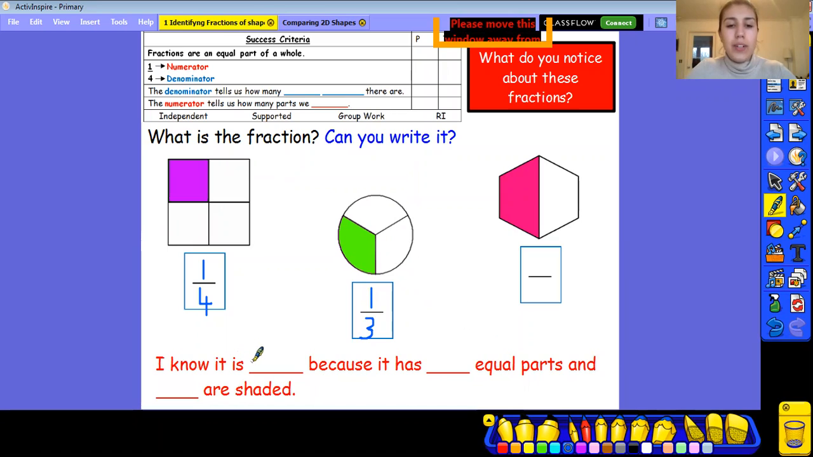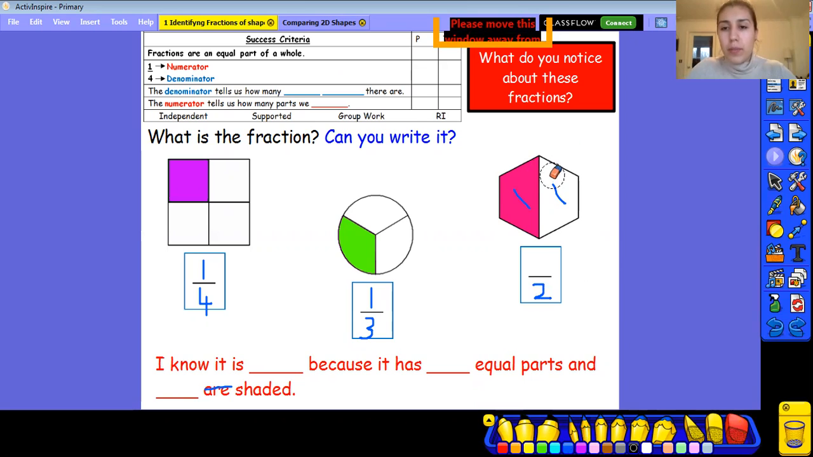Excellent. So I know it is 1. What do we call it when the denominator is 3? 1/3. Well done if you said that. So I know it is 1/3 because it has 3 equal parts and 1 is shaded. Excellent, well done. Let's have a look at this one then. So the denominator tells us how many equal parts there are. There are 2 equal parts in my whole, 1, 2. So my denominator is 2.